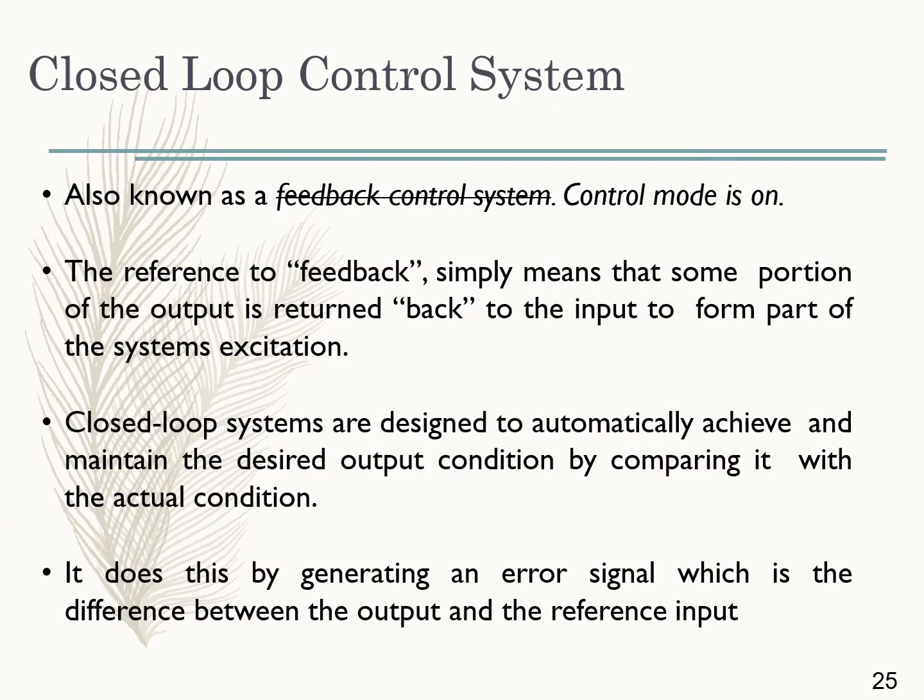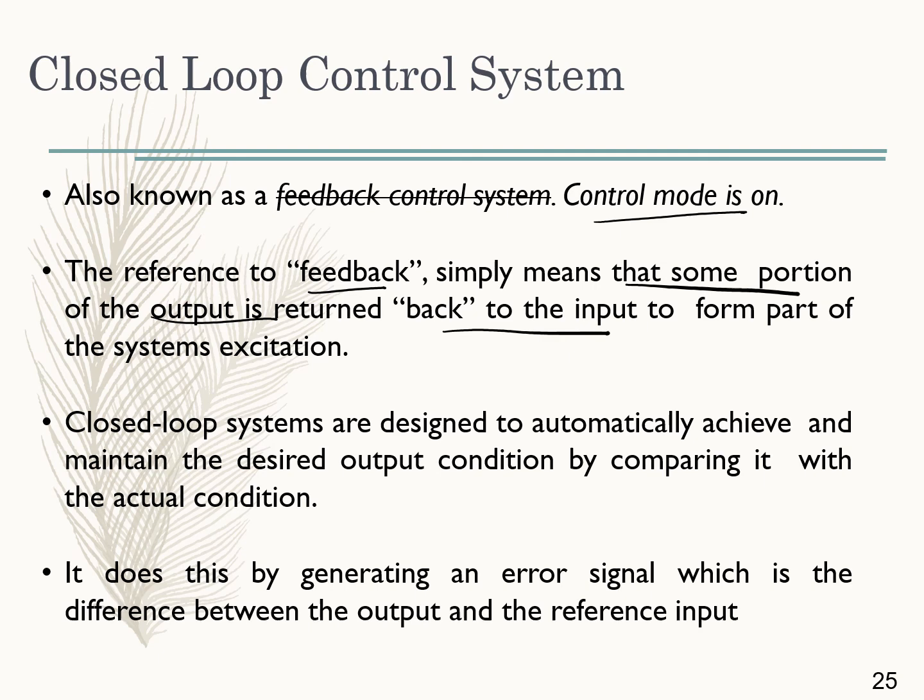Okay, now moving to closed loop control system. A closed loop control system is also known as a feedback control system. In here, control mode is on. There is a control system inside here. The reference to feedback simply means that some portion of the output is returned back to the input to form part of the system excitation. After this, I will show the figure of this so that you can get the understanding.